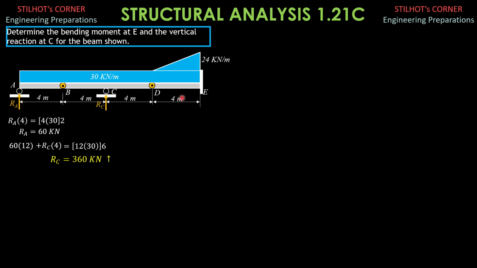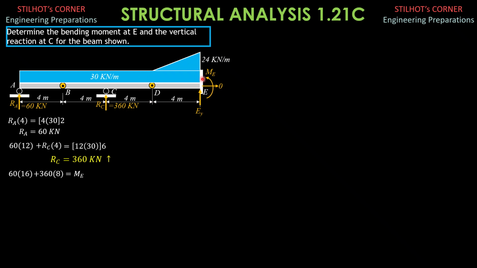Then finally, we consider the entire system up to E. We put the reaction at E as EY. Then EX is obviously 0. And moment at E, let's assume positive, and the positive sense is counterclockwise as shown. Then RA is 60, R sub C is 360 kilonewtons as shown. So summation moments about E equals 0, clockwise positive. So we have 60 times 16, then plus 360 times 8, then equals clockwise, counterclockwise moment.